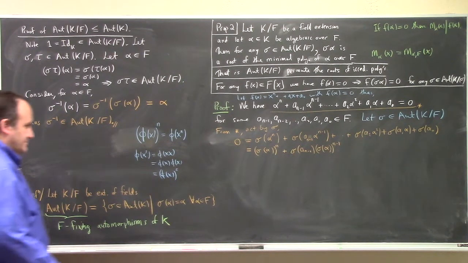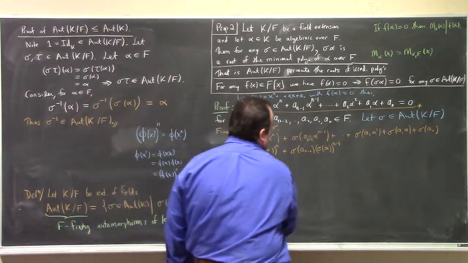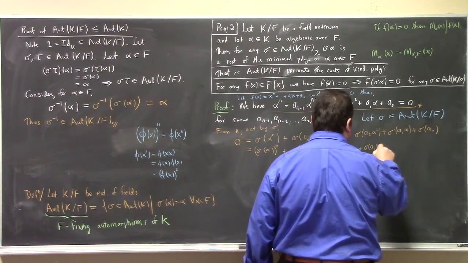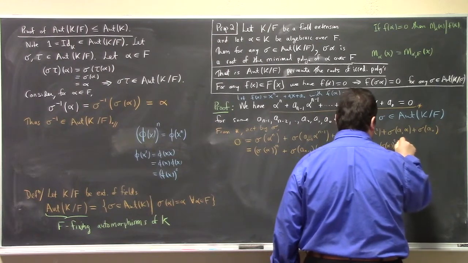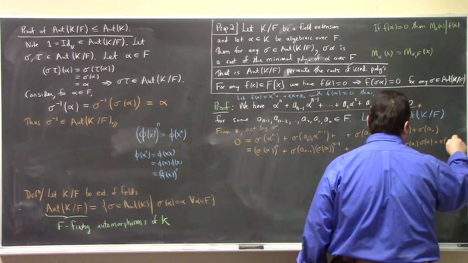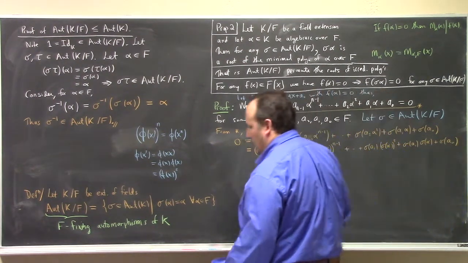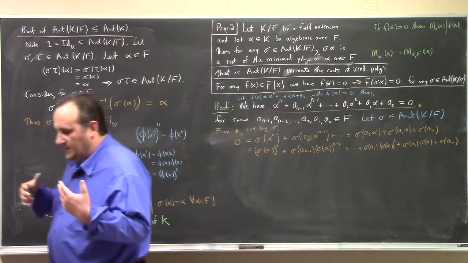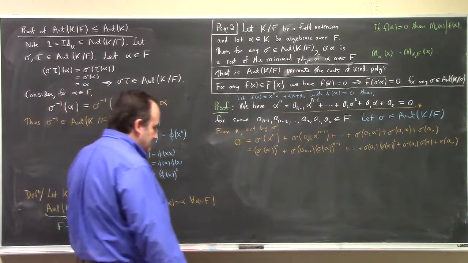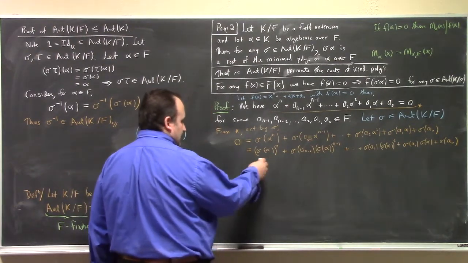So what do we got here? Plus sigma of a2, sigma of alpha squared, sigma of a1, sigma of alpha, plus sigma of a naught. Now, up to this point, I have not even used the fact that sigma is an F-fixing automorphism of K. I've just used that it's an automorphism in the calculation thus far. But really what we need to get to is the coefficients.